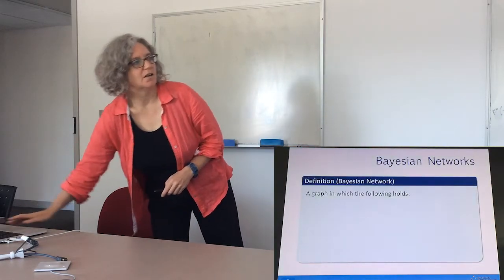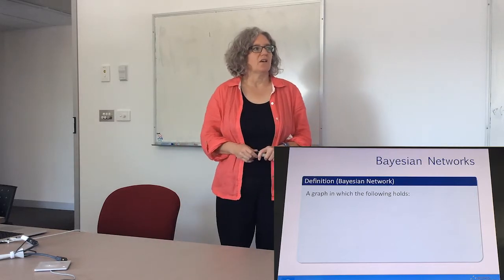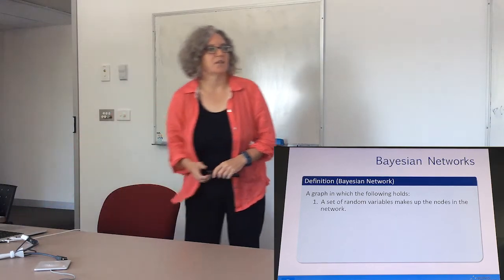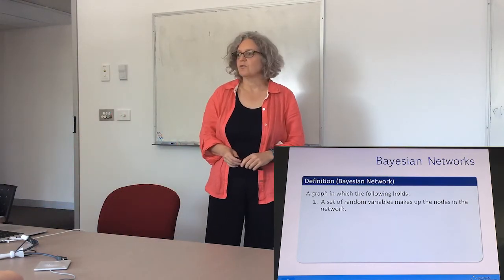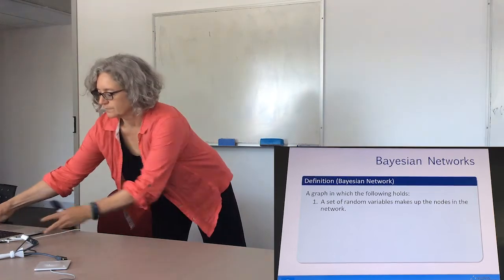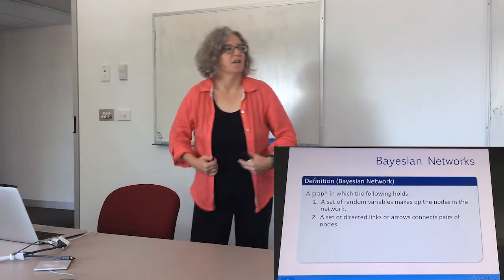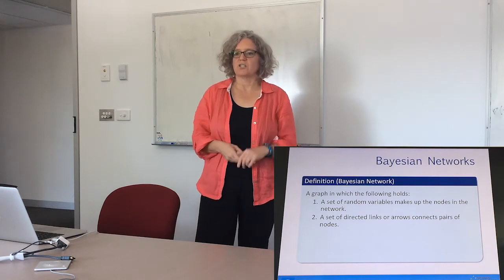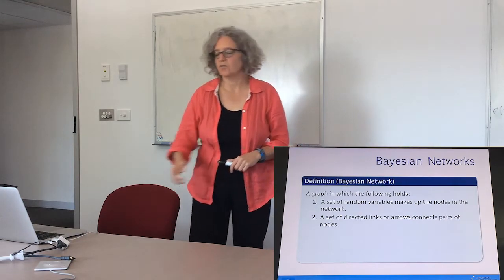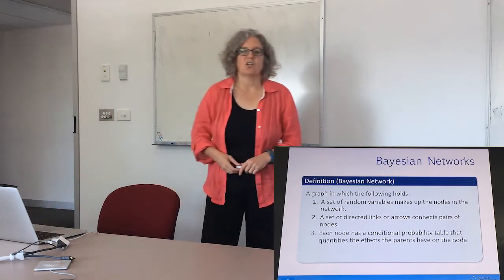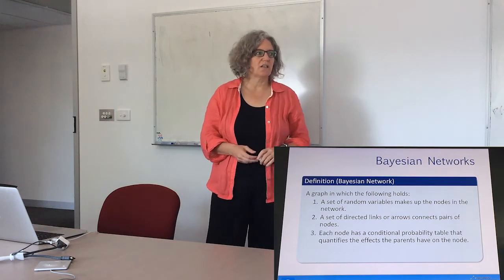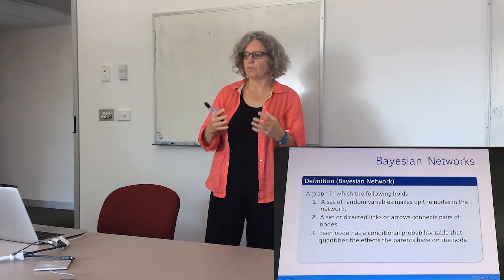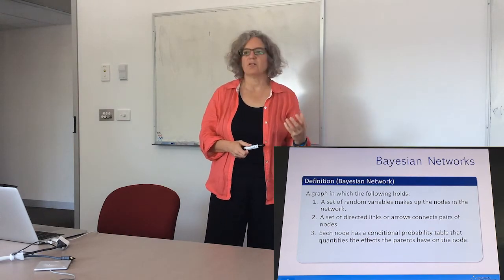Okay, so I'm going to go back a little bit. Bayes nets are graphs in the mathematical sense, where there's a set of random variables which makes up the nodes in the network. They have a set of directed links or arrows or arcs. People use that terminology interchangeably to connect pairs of nodes. Each node has a conditional probability table associated with it that quantifies the effect, in terms of the uncertainty, that the parents have on that node.